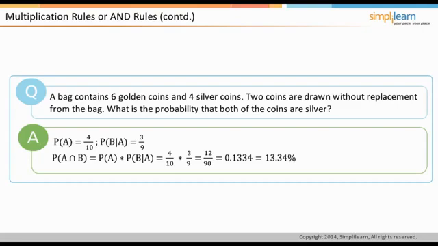Therefore, based on the rule of multiplication, probability of A intersection B equals 4 divided by 10 multiplied by 3 divided by 9. The answer is 12 divided by 90, which is 0.1334. Hence, there is 13% probability that both the coins are silver.